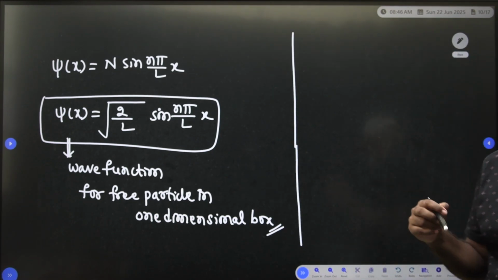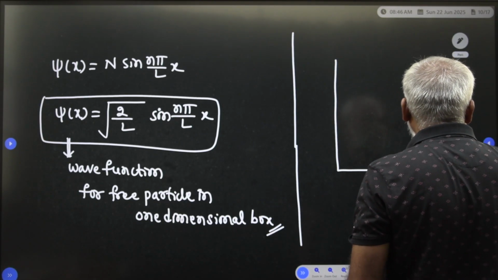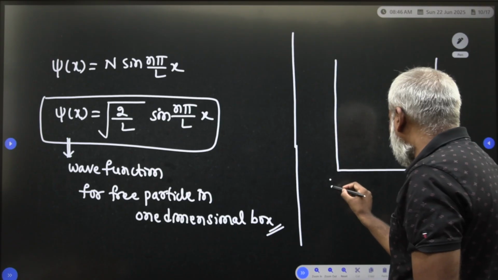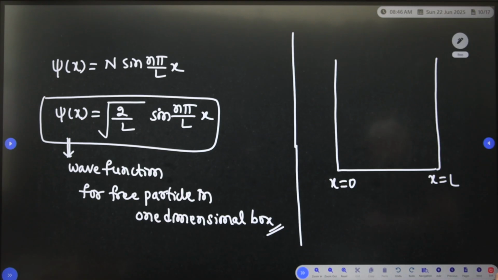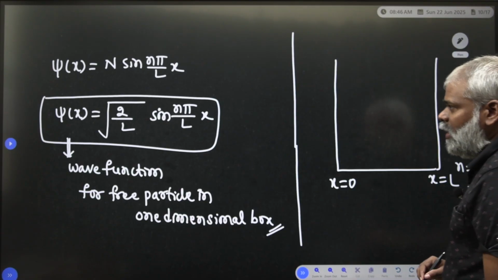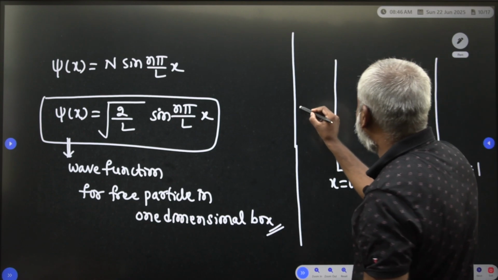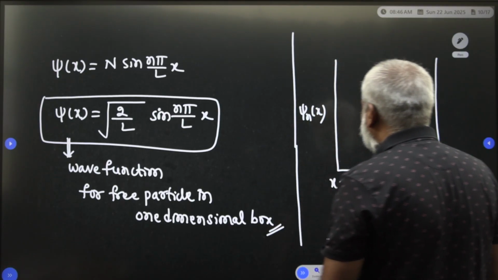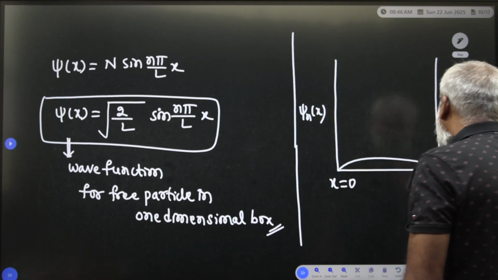Now you have to observe this wave function. Suppose this is a one dimensional box. Graphically you have to observe. Take x equal to 0 and the box length x equal to L. Now write n equal to 1. If n is equal to 1, taking psi n of x, your wave function will be like this.